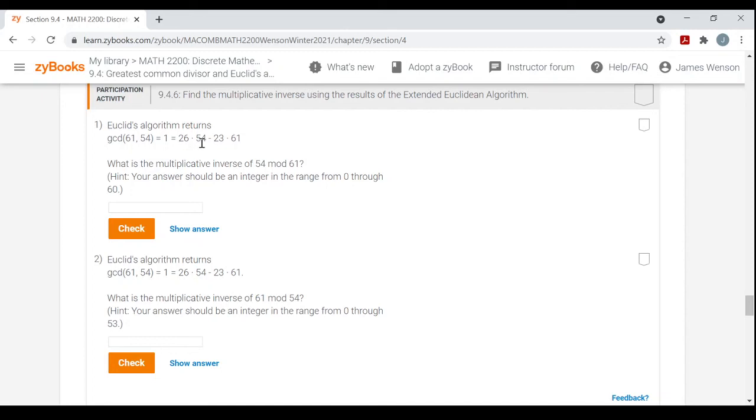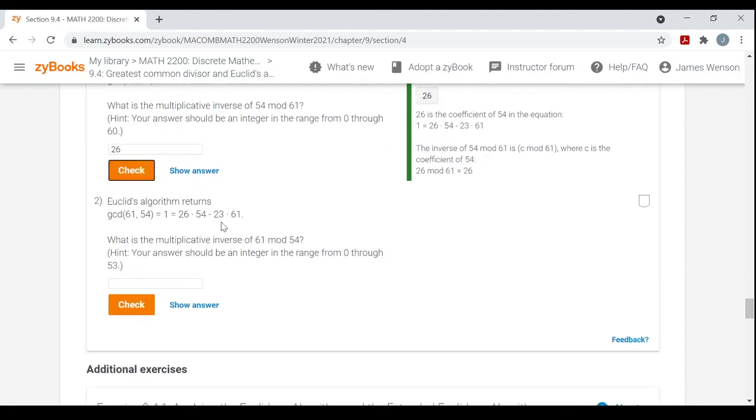26 times 54 would be 61 times 23 plus 1. So 26 times 54, when you divide it by 61, would have a remainder of 1. And 26 is between 1 and 60, right? If you're doing mod 61, so 26 for that one.